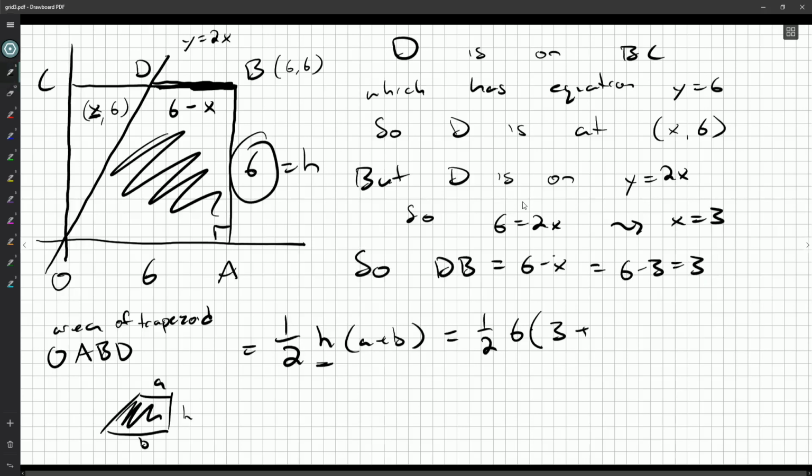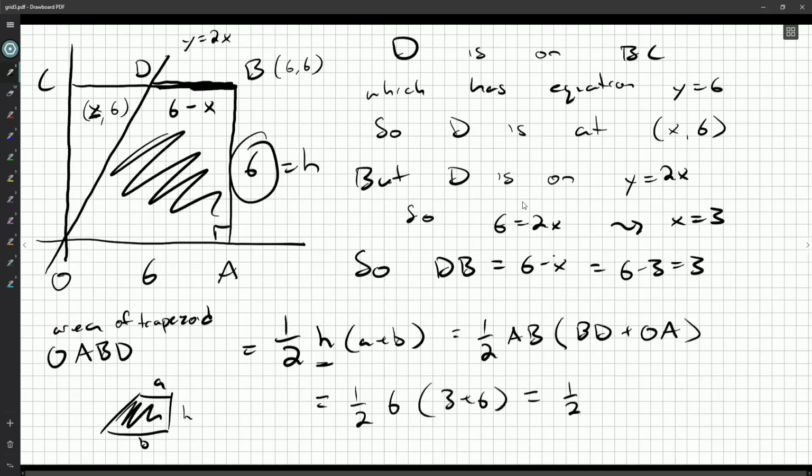So 3 plus, well, actually, you know what? Let's do a little bit more work. It is question 2 after all. So 1/2 height, so we'll say that's AB, and then BD plus OA, and now I'll just plug these numbers in. 6, and then 3 plus 6. So I'll get 1/2 times 6 times 9. That'll be 3 times 9. 27.